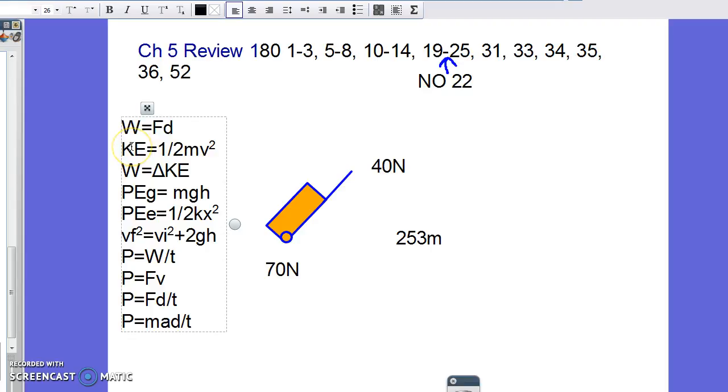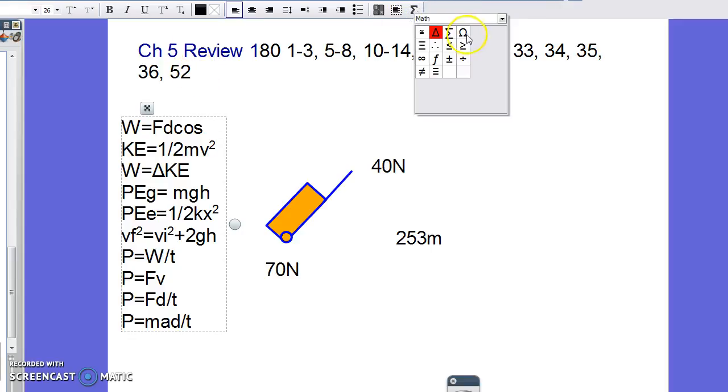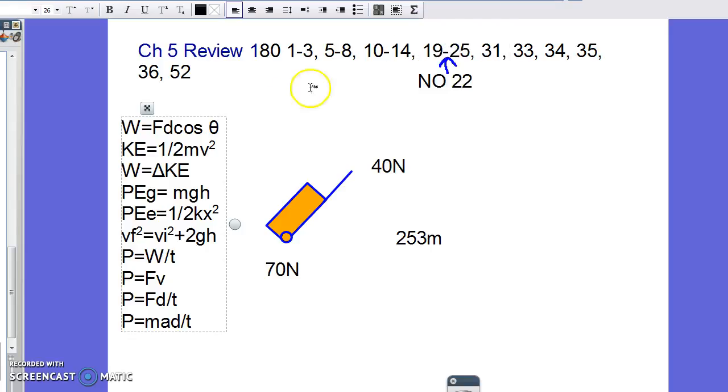Work goes force times distance, cosine of theta. Okay. So, that's where that comes into it. So, she applied 40 newtons of force for 253 meters times the cosine of 52 degrees. Done.